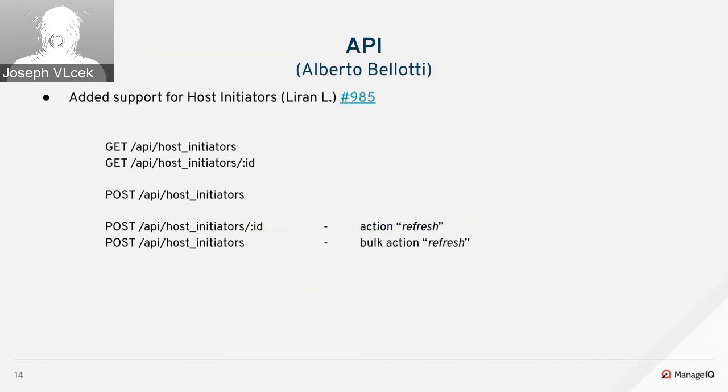All right, thanks, Joe. So for this sprint, we had a handful of new endpoints that came in on the API. First one here is by Liron, adding support for host initiators. Showing here the query of the resources and then the individual resource, the post for the create, as well as the refresh action that can be done on the resource or doing it on multiple with the bulk action, refresh. Next slide, please.